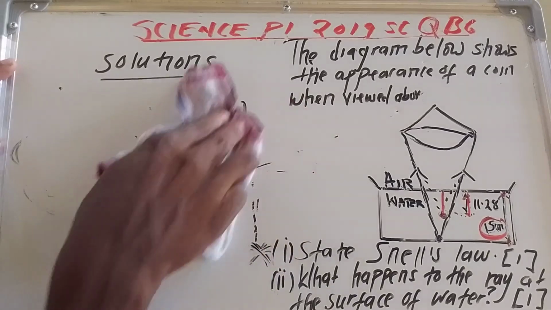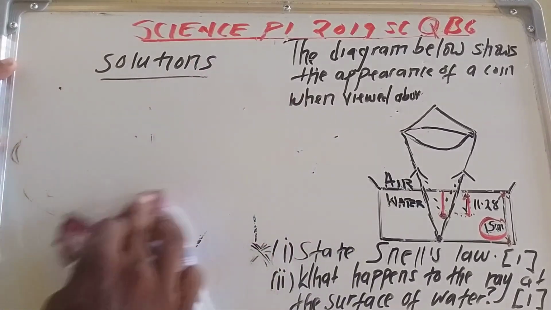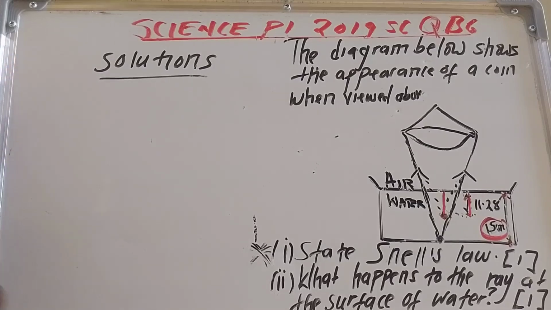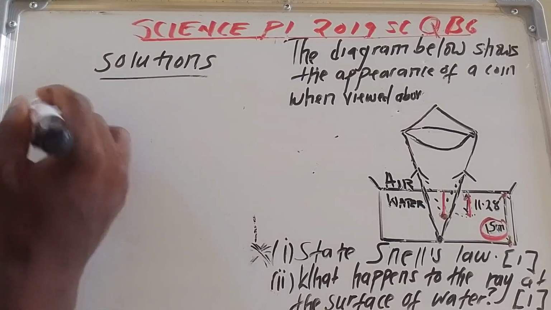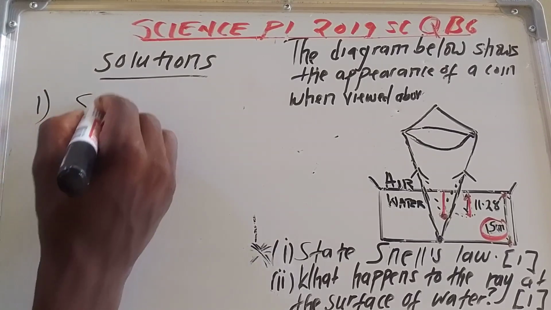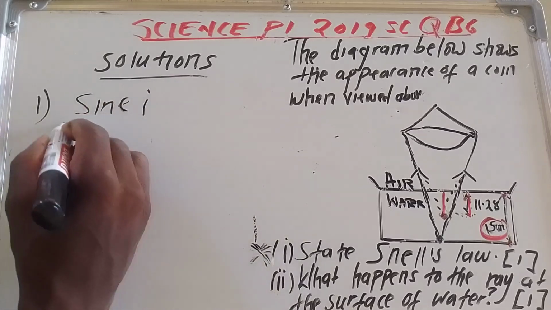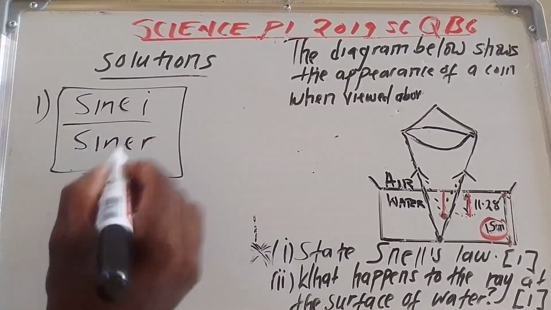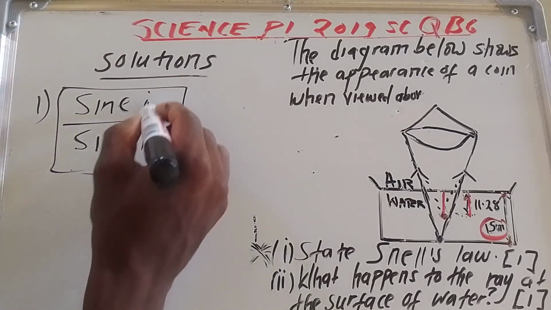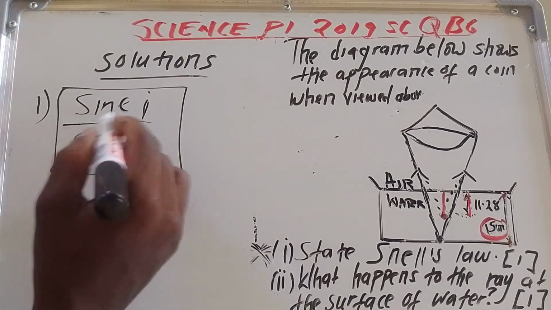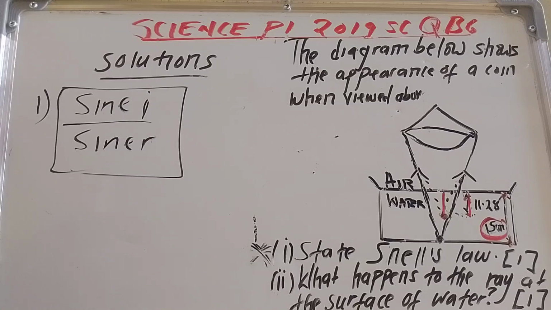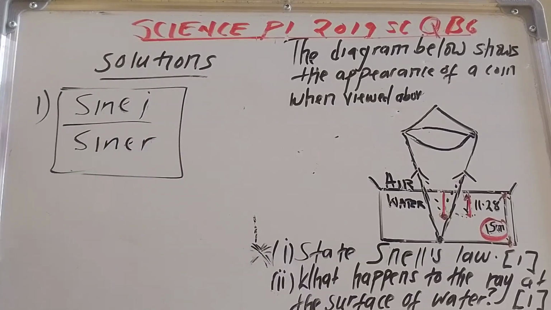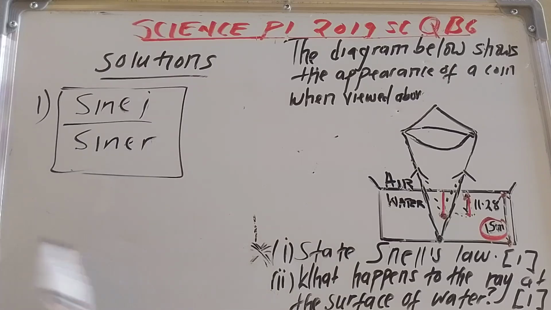So question 1, we have been told to state Snell's law. So what does Snell's law state? Let me just give you this. This is the solution for question 1. This expression is how you can summarize Snell's law. In case you forget the words of Snell's law, you can just write this expression, and this expression simply states what exactly Snell's law states.